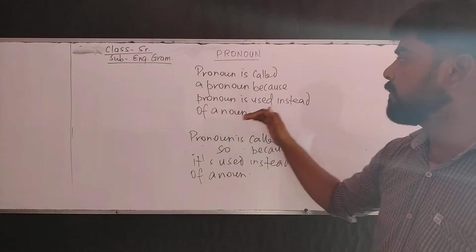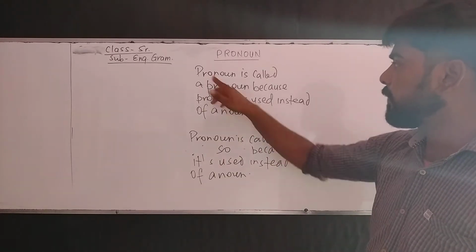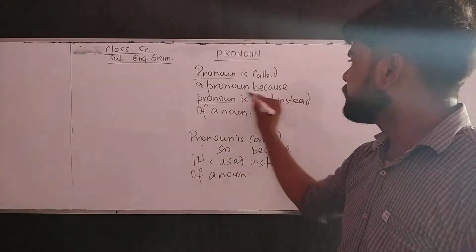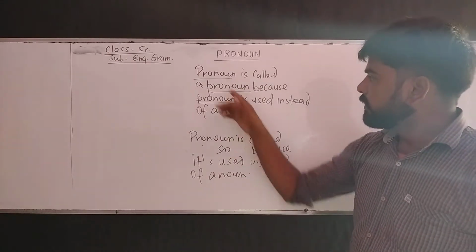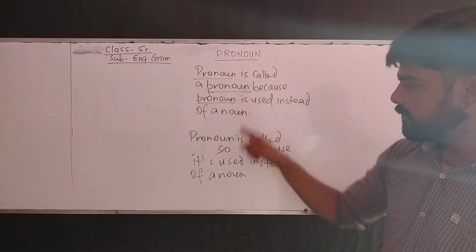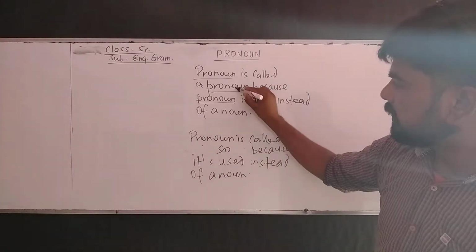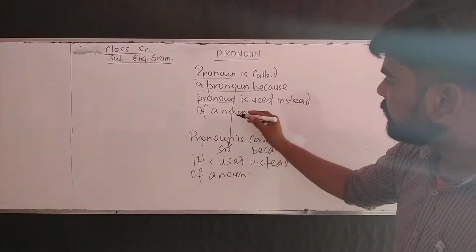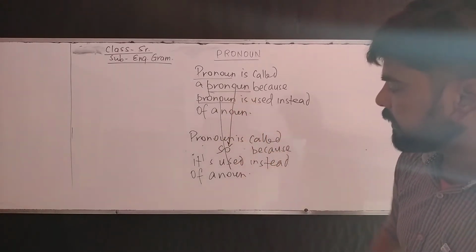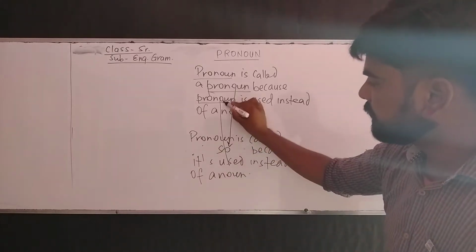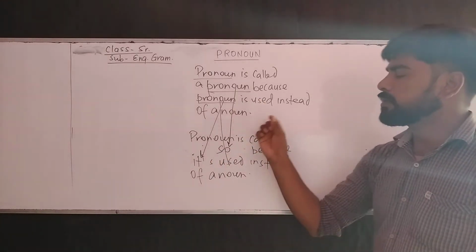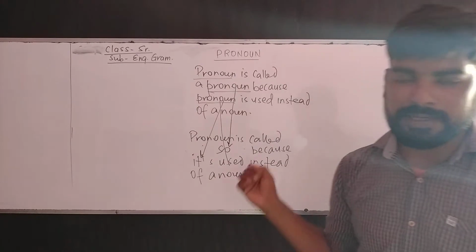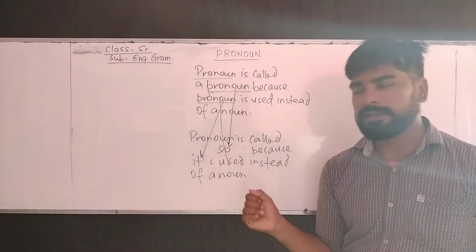Let's mark up pronoun. How many times has pronoun occurred here? This pronoun is replaced by so. This pronoun is replaced by so. And this pronoun has been replaced by it. Because pronoun is also a part of speech, and hence it is a noun, it can be replaced by a pronoun.